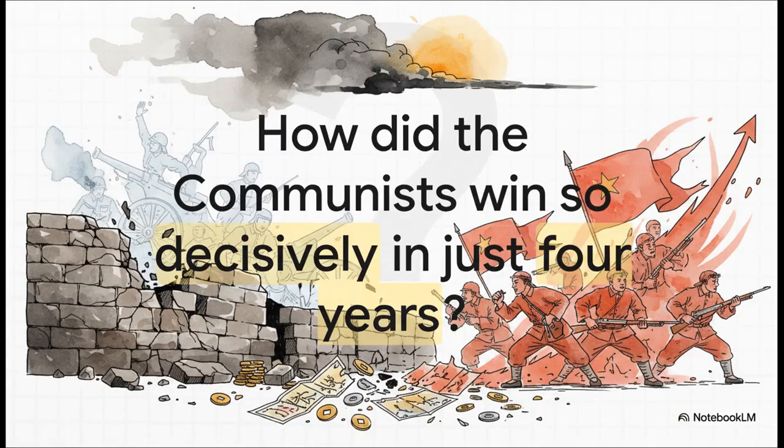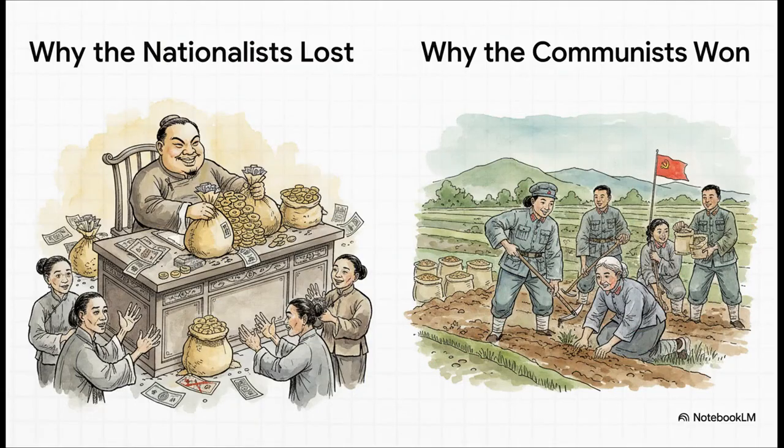So that brings us to the million-dollar question. How did the communists, the clear underdogs, pull off a total victory in just 4 years? How did it all fall apart so quickly for the nationalists? Well, it really boils down to this. The nationalist government was a mess. It was riddled with corruption. The economy was in a tailspin with hyperinflation that made people's life savings worthless overnight.